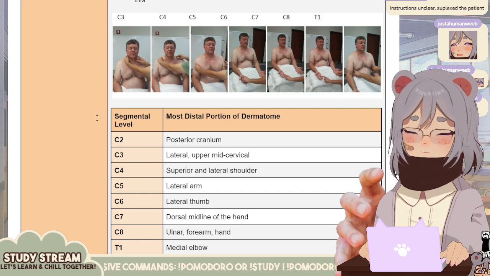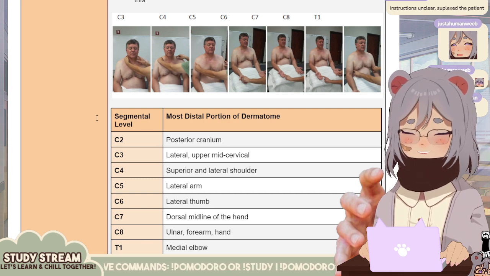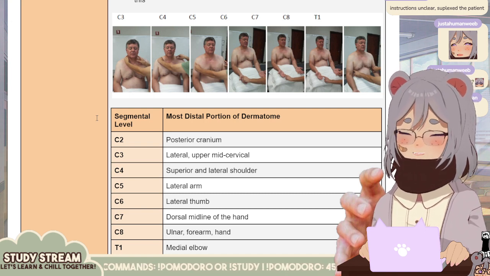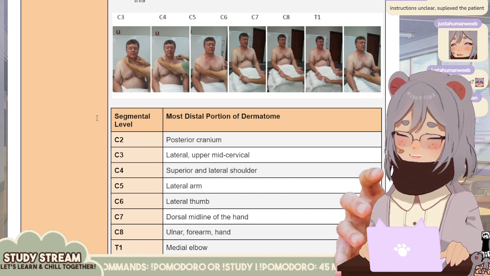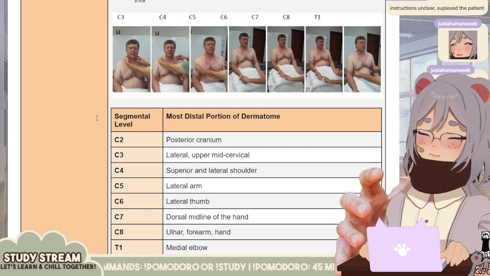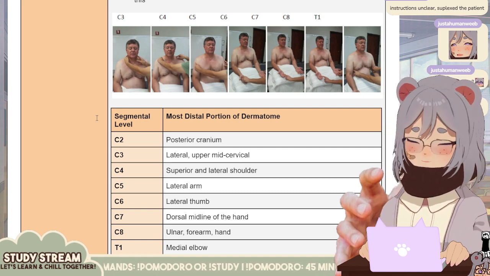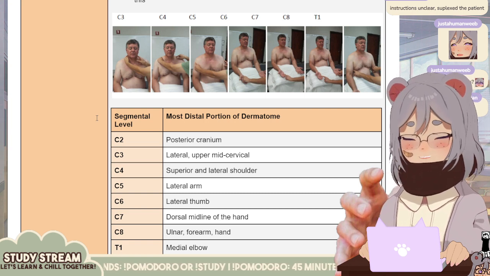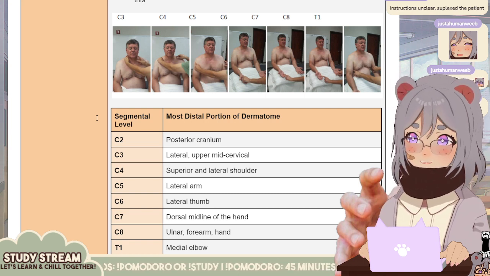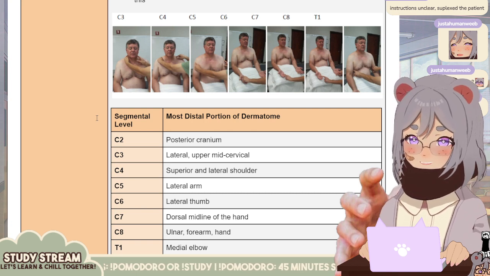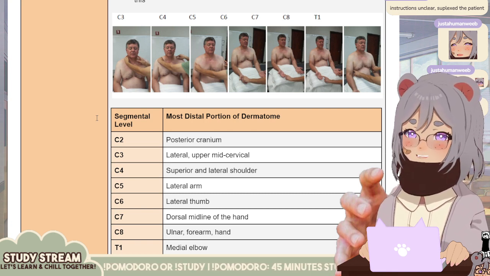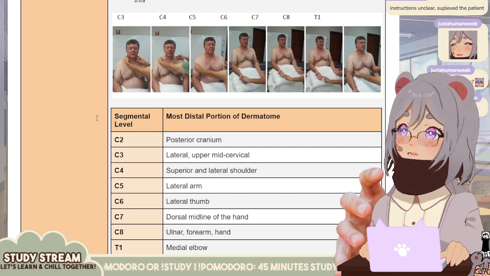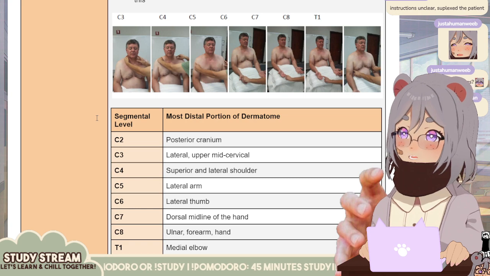C2 is the posterior cranium, C3 anterior upper mid cervical, C4 is going to be lateral superior shoulder, C5 lateral arm, C6 thumb, C7 dorsum of the middle finger, C8 the pinky, and T1 is going to be your medial elbow. Yeah. Let's go! I feel pretty okay with that. And basically for each section that I named, again, we have to test all 3: superficial, sharp, and dull.